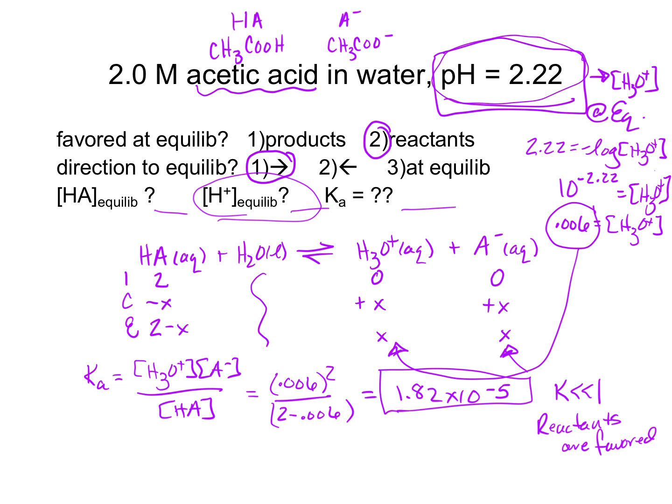Again, when we're thinking about Q versus K, if I start with 0 products or 0 reactants, the reaction's always going to go in the direction of the 0. Okay?